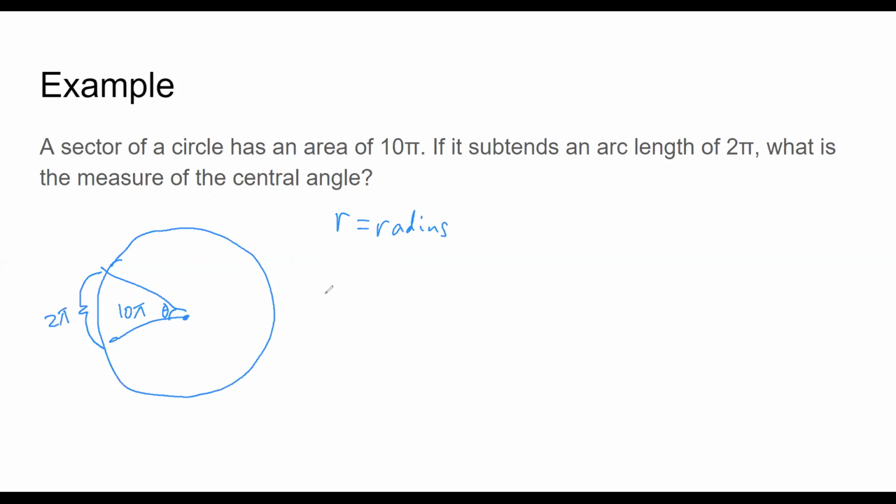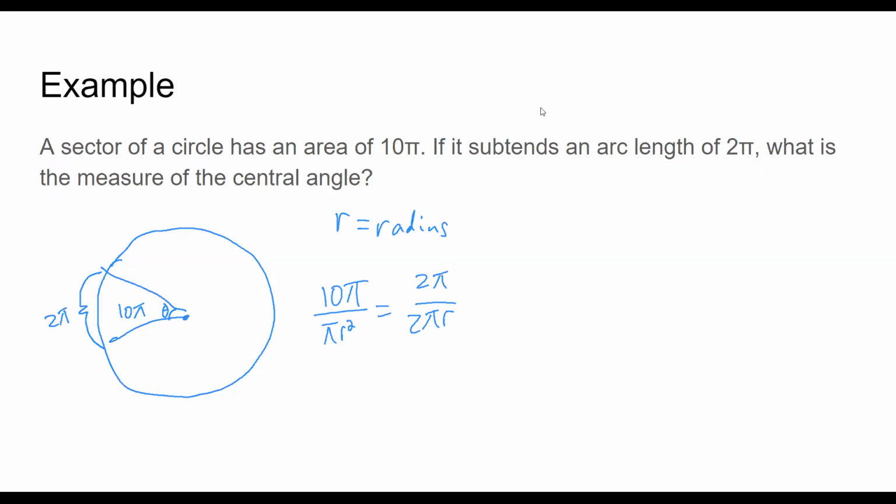So try to follow along here. I'm just gonna say 10 pi over pi r squared is equal to 2 pi over 2 pi r. So just to explain this a little bit, what we're saying is that the ratio of the area of the sector to the area of the total circle is equal to the ratio of this arc length to the circumference of the entire circle.